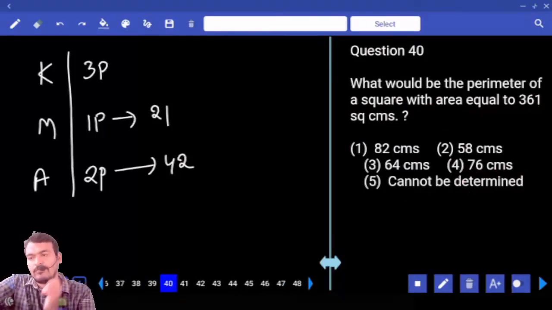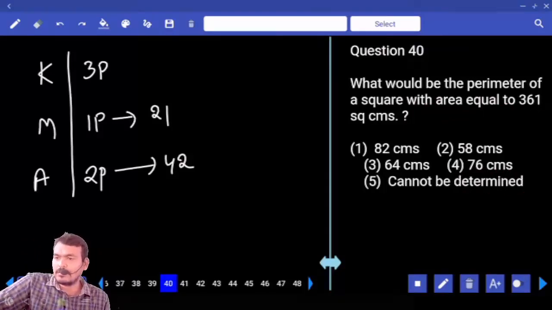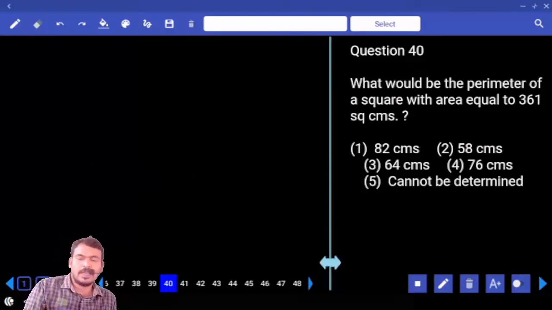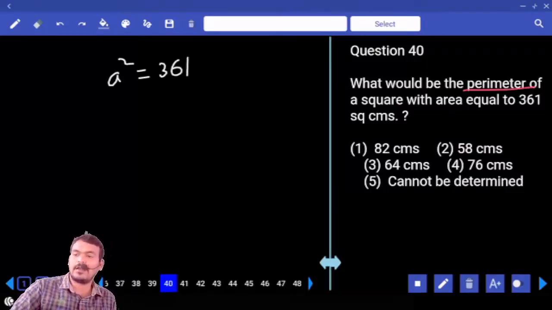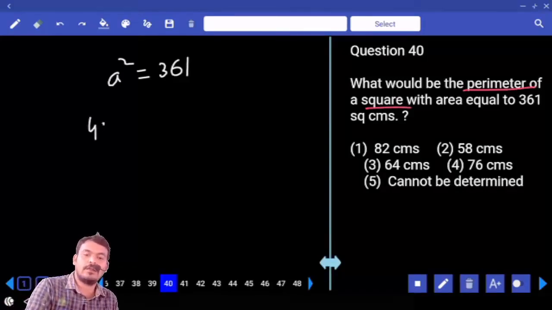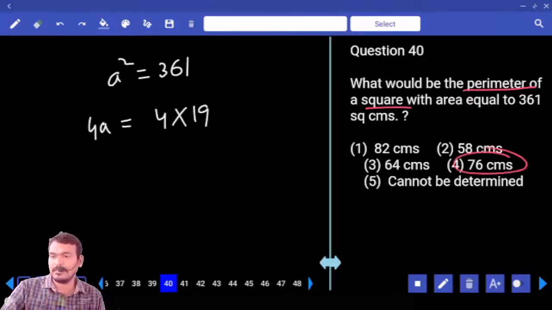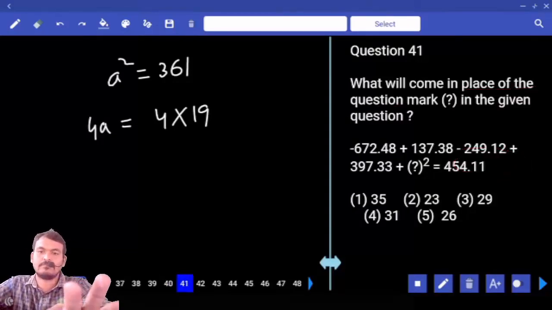Next, question number 40. What would be the perimeter of a square with area equal to 361? What is the area of a square? A square equals 361. What is the A value? 19. But we require the perimeter of a square, nothing but 4A. Then the answer is 4 into 19. How much? 76. Next, question number 41.